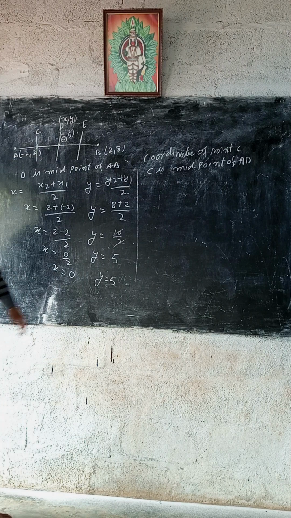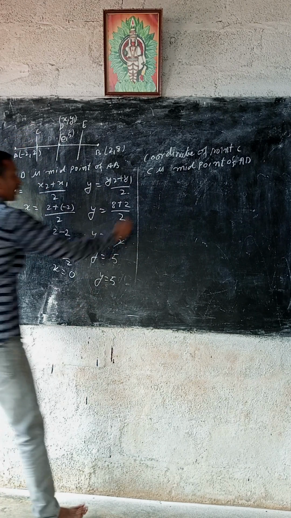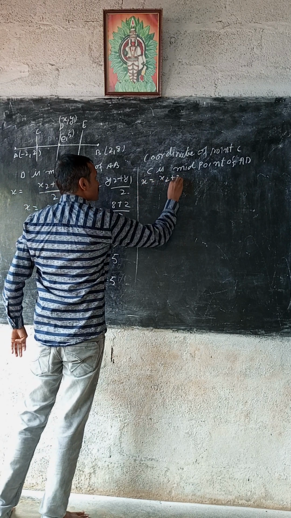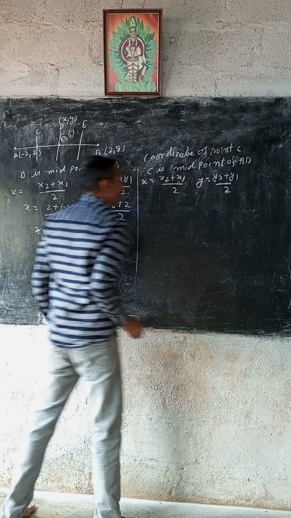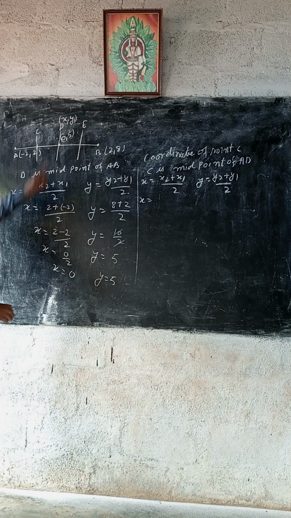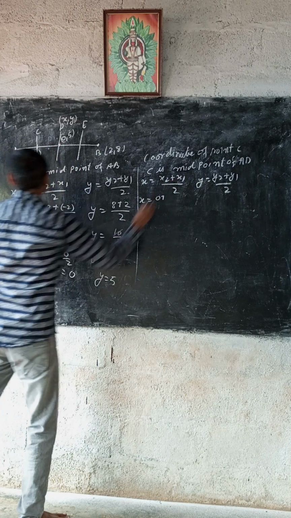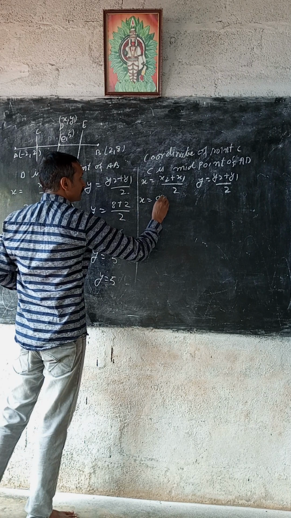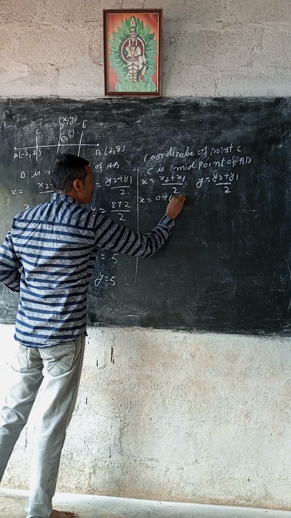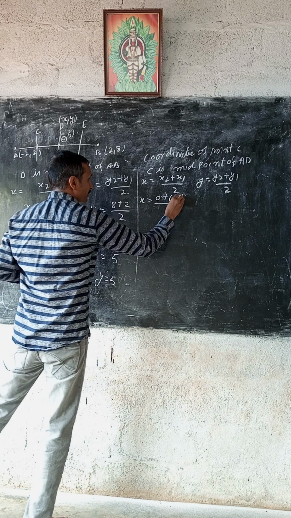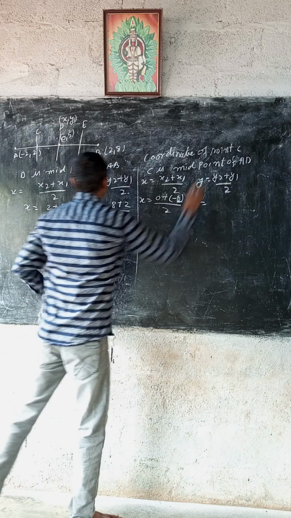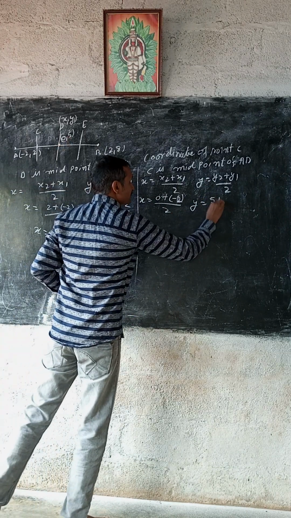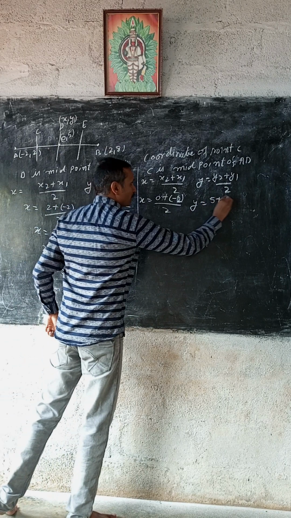Now in that AD we use the midpoint formula. X is equal to x2 plus x1 by 2, and Y is equal to y2 plus y1 by 2. Now X is equal to what? The x2 value is 0, plus the x1 value, minus 2, by 2. And Y is equal to y2, the value we got, 5, plus y1, the value 2, by 2.